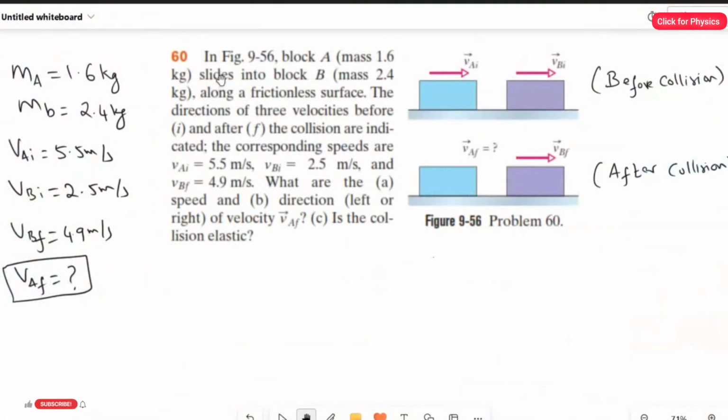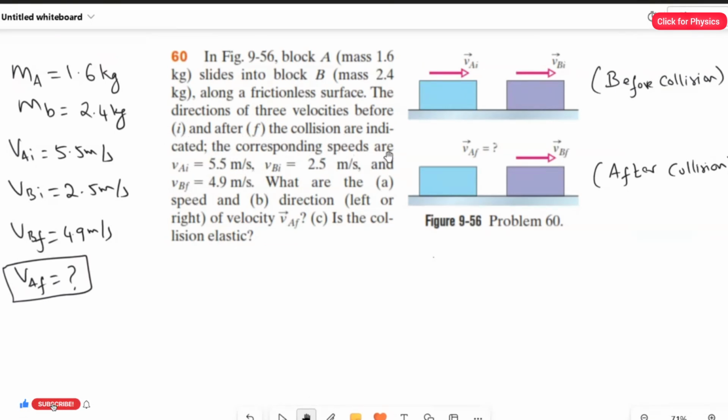Problem number 16. In the given figure, block A of mass 1.6 kg slides into block B of mass 2.4 kg along a frictionless surface. The direction of these three velocities before and after the collision are indicated. Here I stands for initial, F stands for final.